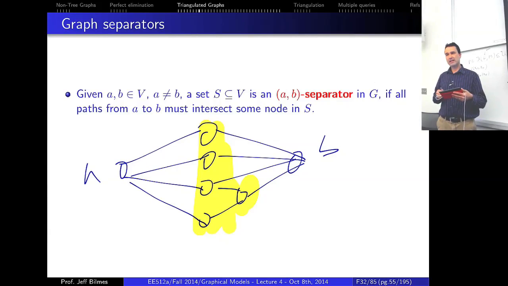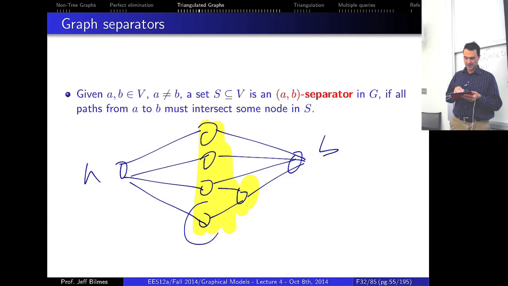Is any subset of that yellow bit also a separator? Well, do we absolutely need to have this guy in the separator?